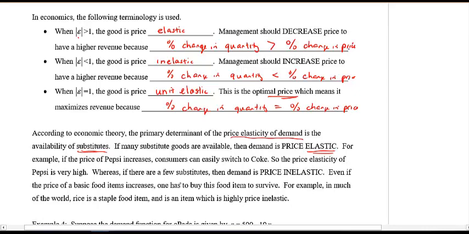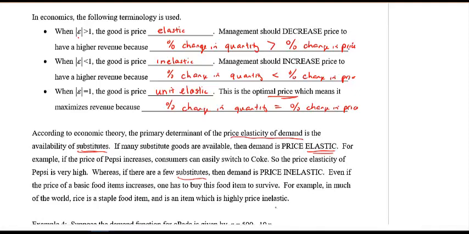Whereas if you have an item with very few substitutes, the demand is quite inelastic. Even if the price of a basic food item increases, one has to buy this food item to survive. So, for example, in much of the world, rice is a staple food item. And it is an item which is highly price inelastic because, guess what? Everyone eats rice, and everyone needs rice.